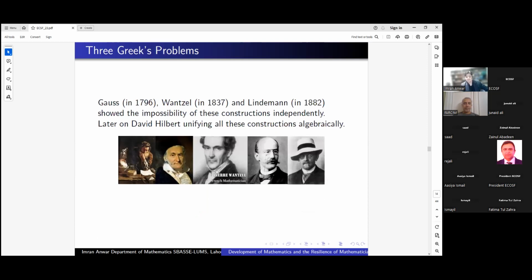Watzel gave an answer to one of those problems, and then Lindemann. And at the end, in the 20th century, you can say David Hilbert arrived, who gave an algebraic answer. And by the way, the answer Hilbert gave was from the recent development of mathematics, which was not known at that time. But the problem was first thought of by the Greeks.